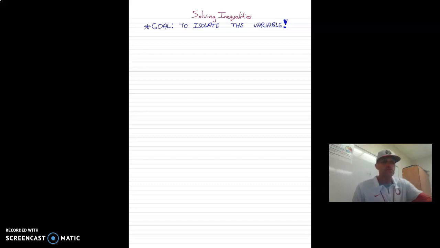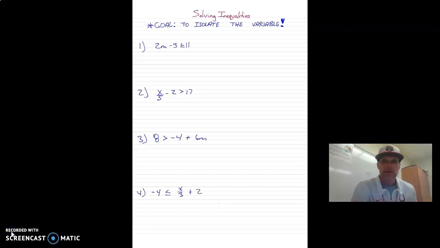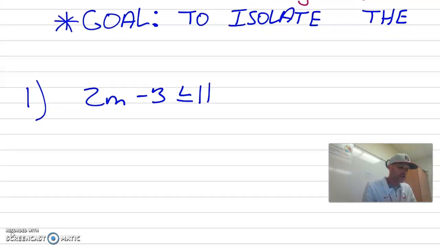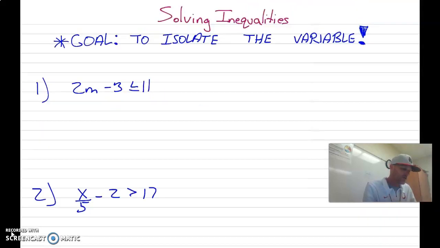All right, so I'm going to pause this and then write down some problems. So we're going to solve these. The first one is 2m minus 3 is less than or equal to 11. You solve them the exact same way as you do an equation. I'm going to draw that line down the middle. I've got 2m minus 3 and 11.